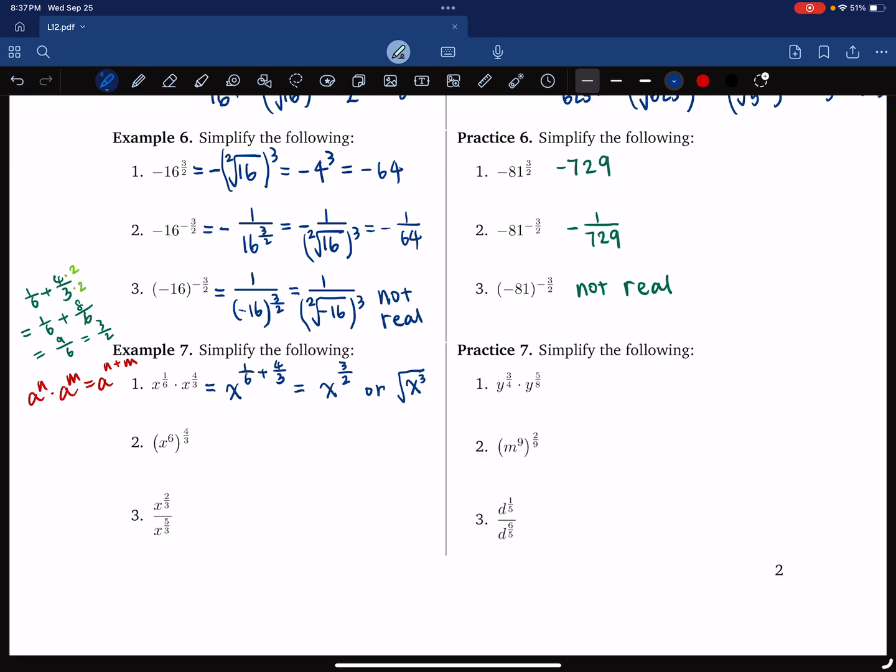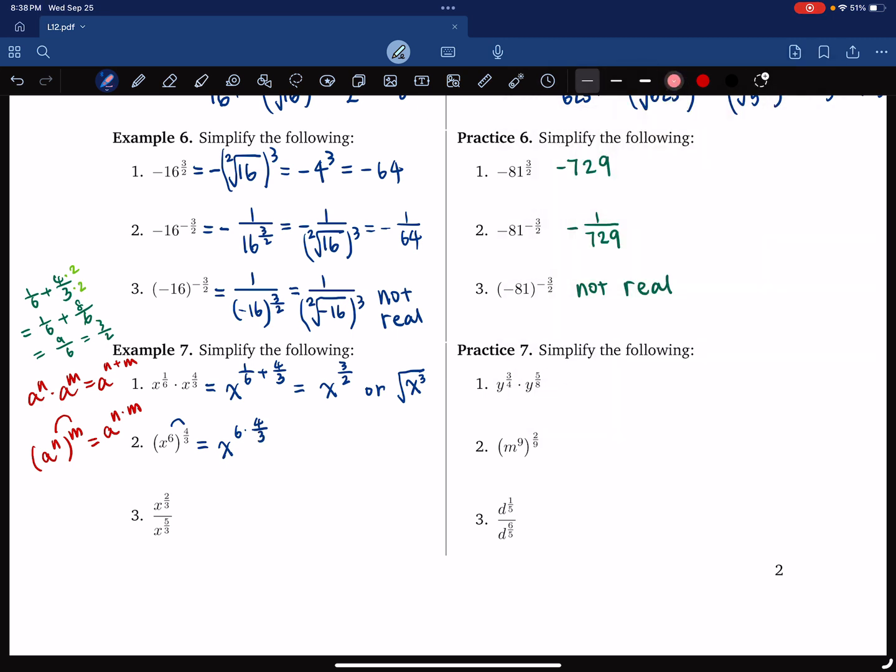And then number 2 will require you to use the next exponential property. If you have an exponent raised to another exponent, you will distribute or multiply the exponents. Let's use this one to demonstrate. We have x to the 6 raised to the power 4 over 3. So we need to multiply these two exponents. It's x to the 6 times 4 over 3.